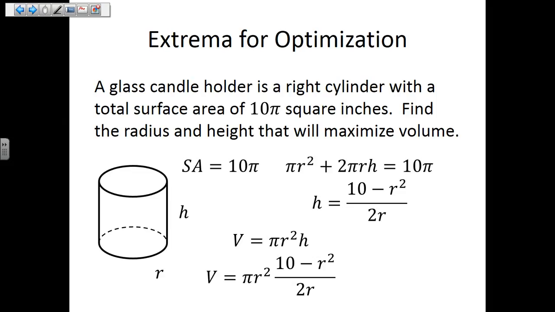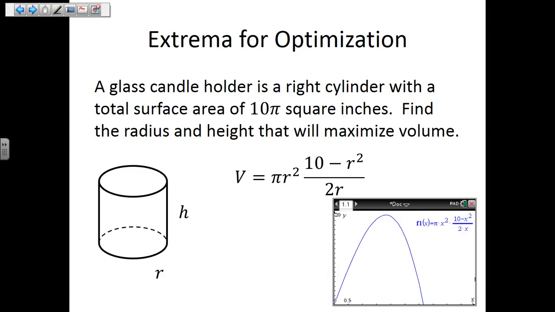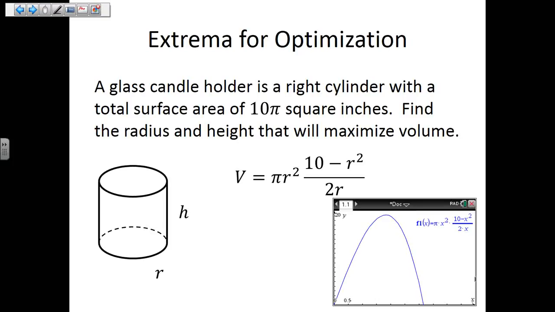So we go to our calculator and we type in, again we have to use x instead of r, our equation. So I've got pi x squared times 10 minus x squared over 2x. And I'm not really worried about simplifying that. I could distribute the x squareds in, I could distribute the pi. It doesn't make my life any easier if I do that, it doesn't make the work any easier on the calculator. So just leave it. We've got other things to worry about than simplifying that.